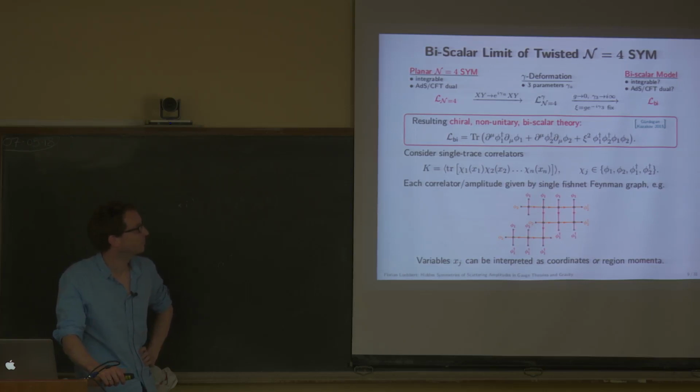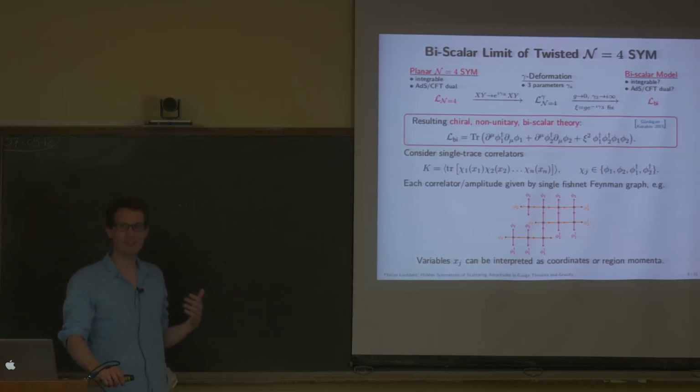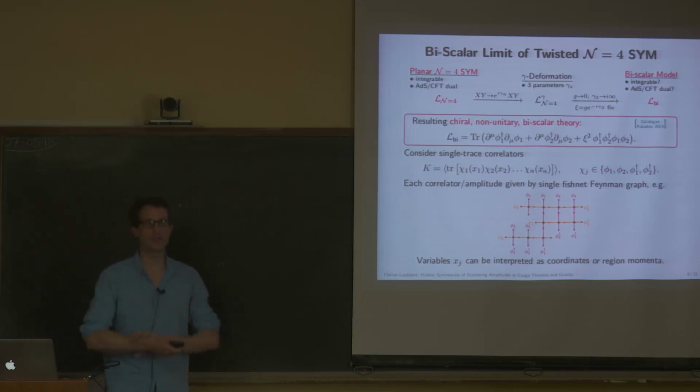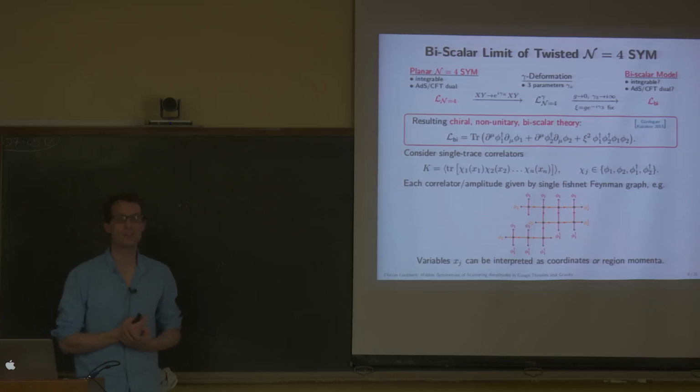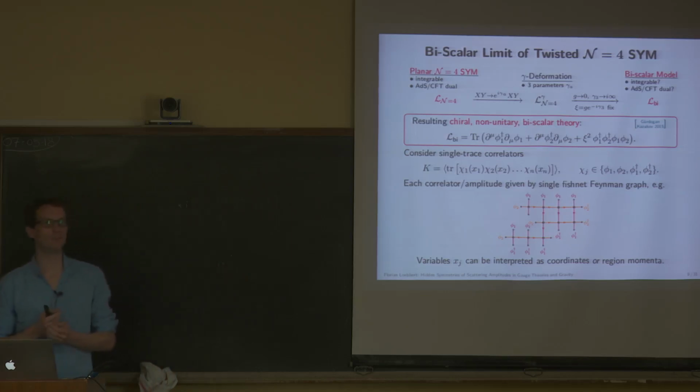Okay, this is a non-unitary theory, so a priori maybe not so interesting. The interest, at least from my point of view, arises when you consider such single trace correlators. You take a product of these four scalar fields and look at the correlation function. Because you have only this single ordered 4-point vertex, you can argue that there's a single Feynman graph that corresponds to this correlator. So you have a correspondence between correlators and individual Feynman graphs now.